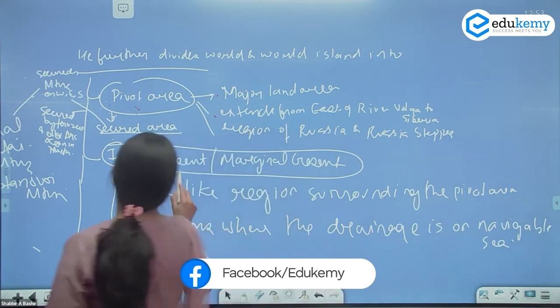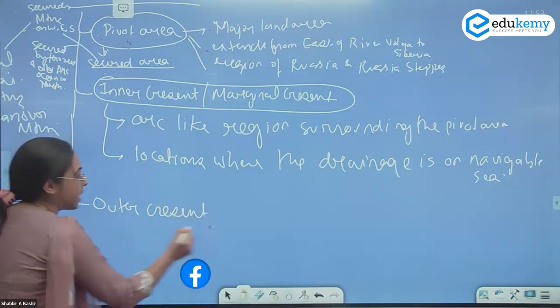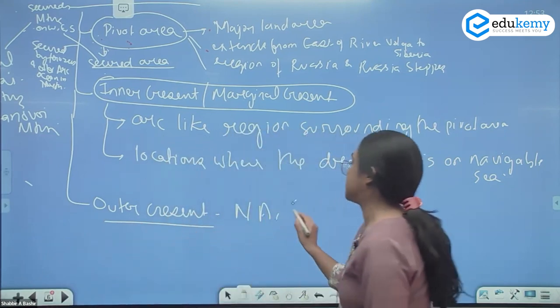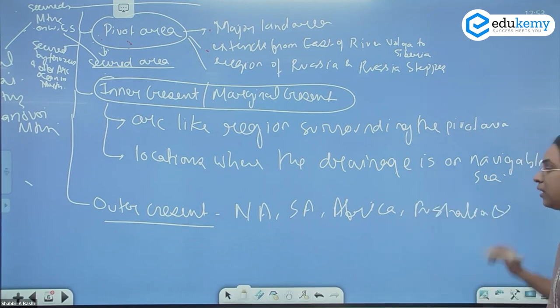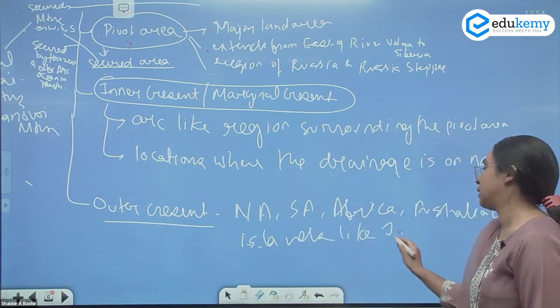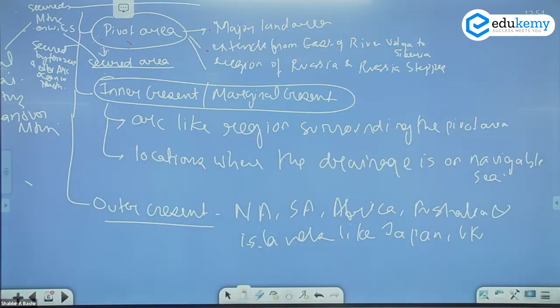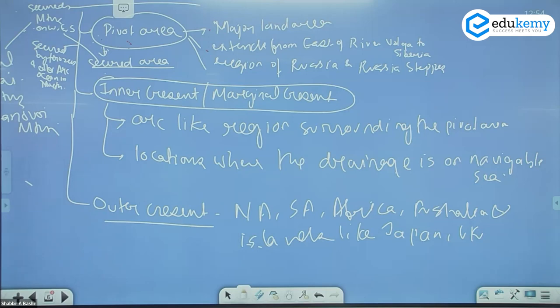The third part is the outer crescent. What is there in the outer crescent? All the rest of the continents: North America, South America, Africa, Australia, and islands like Japan and UK. The world island is basically two parts, the inner crescent and the pivot area, and the rest of the world is your outer crescent.